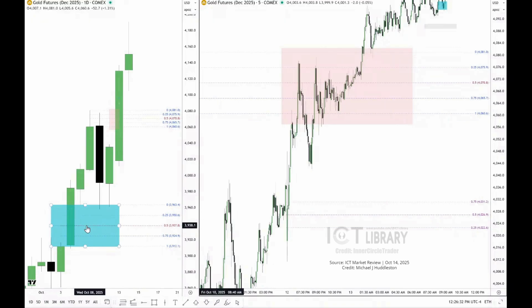Okay. Now here's the $1,000,000 concept. Okay. What I'm going to show you and tell you about right now is how ICT literally knows how to hold on to these big runners. This is it. You ready?